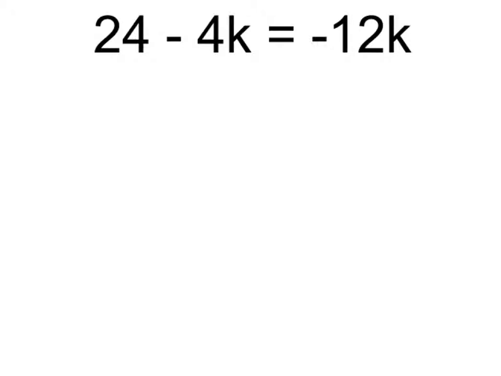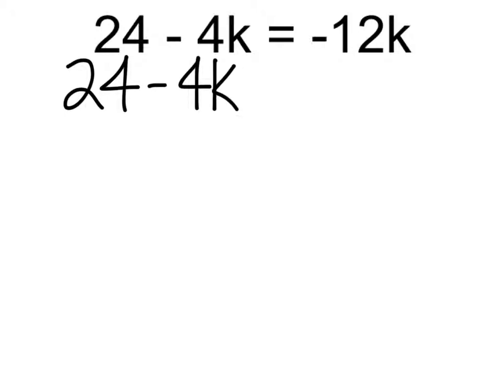24 minus 4k equals negative 12k. So let's get the k's on the same side, and let's start with rewriting the 24 minus 4k. And I know that if we want to get rid of the 4k, the opposite of minus, of course, is plus, and so we can add 4k to both sides. And if we do it to one side, we've got to do it to the other.